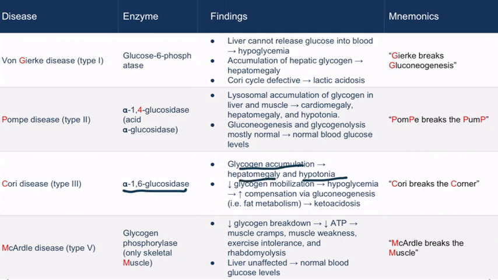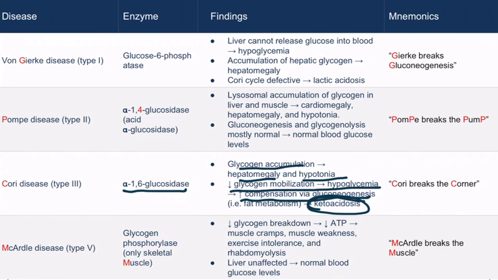Because glycogen can't be utilized to its maximum capacity, the cells become more easily starved of glucose and patients can develop hypoglycemia. The body compensates for this by increasing gluconeogenesis. The increased metabolism of fats to supply the gluconeogenic pathway with carbons results in ketoacidosis. This is a very unique finding among the glycogen storage diseases.